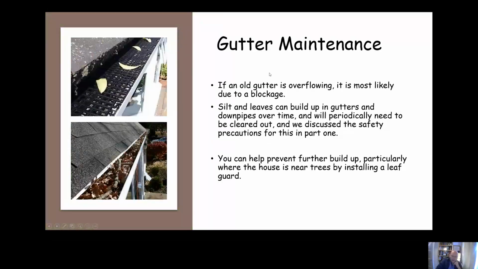So if the old gutter's overflowing, it might be to do with a blockage, for example. You can have silt and leaves building up in the gutters and downpipes over time that will need to be cleaned out from time to time, and you know safety procedures for that. Wear a face mask, wear waterproof gloves, etc. And be careful, be safe when working at height. You can actually reduce this build-up by installing a leaf guard. You can see it in the picture at the top here. That stops the build-up of leaves in the gutters.